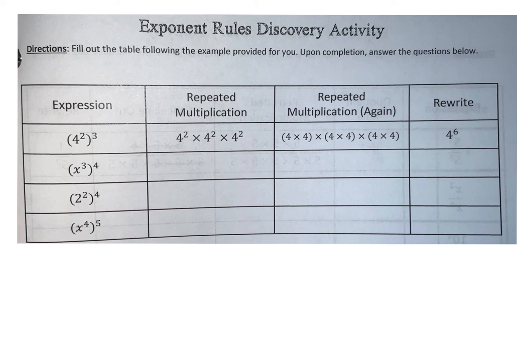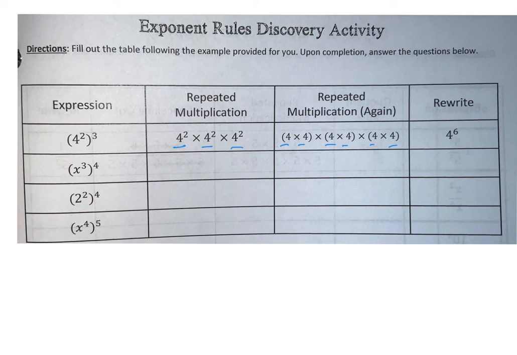In this particular one, we were taking a power to a power. All right, so we had 4 squared, and they wanted us to cube that. So we took 4 squared, and we did it 3 times. And then we expanded one more time. We expanded those 4 squareds. We have 4 times 4, 4 times 4, 4 times 4. And how many 4's did we end up with?